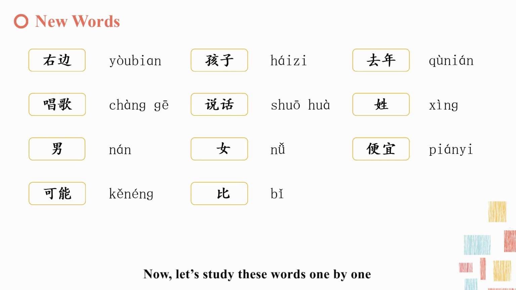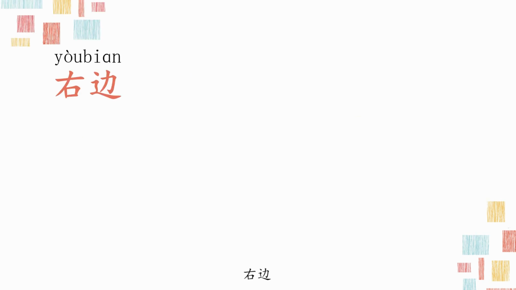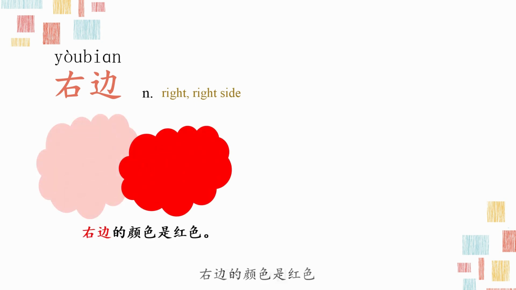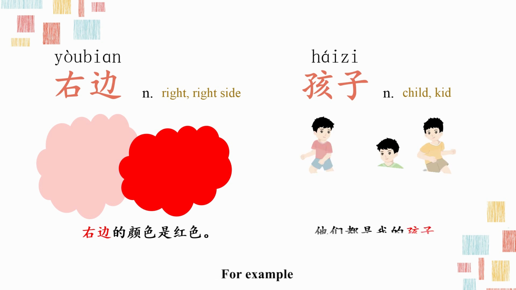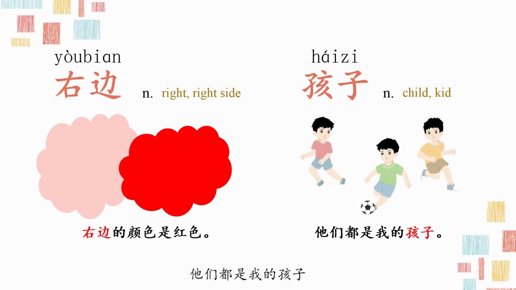Now, let's study these words one by one. 右边, a noun, means right, right side. For example, 右边的颜色是红色。 The color on the right is red. 孩子, a noun, means child, kid. For example, 他们都是我的孩子。 All of them are my children.